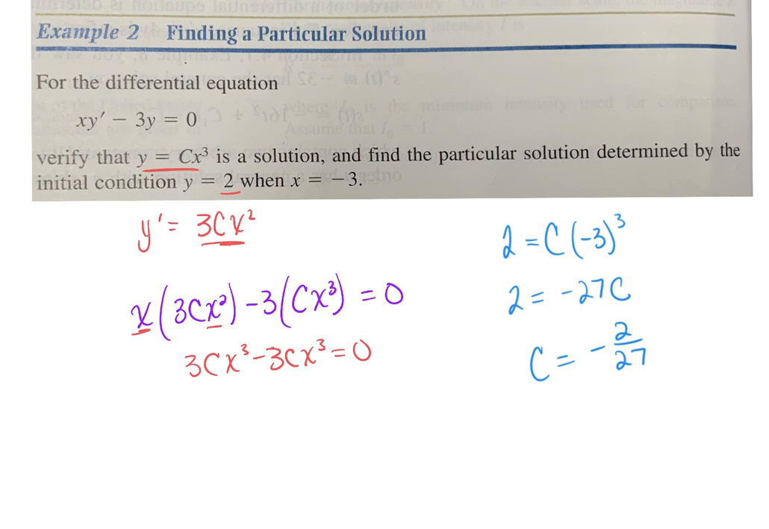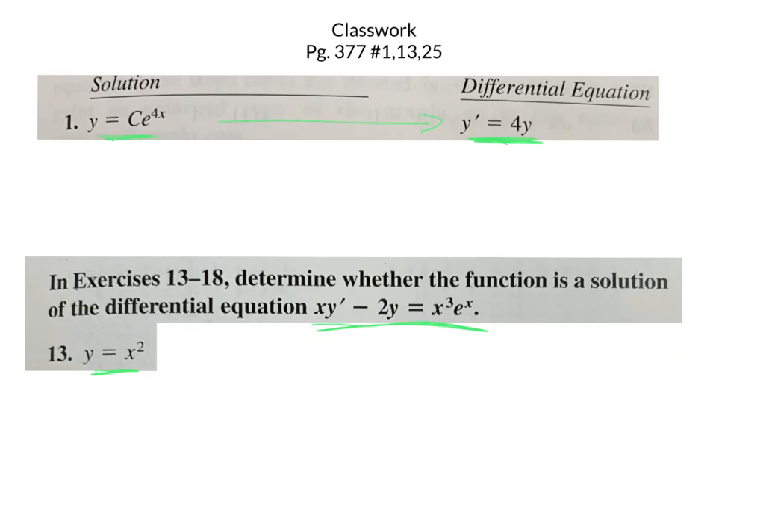To get the particular solution, we rewrite this guy. Our particular solution is y equals negative 2/27 x cubed. All right? Question. So this should work for this guy as well. If we plug it in, it should work because it worked in general.